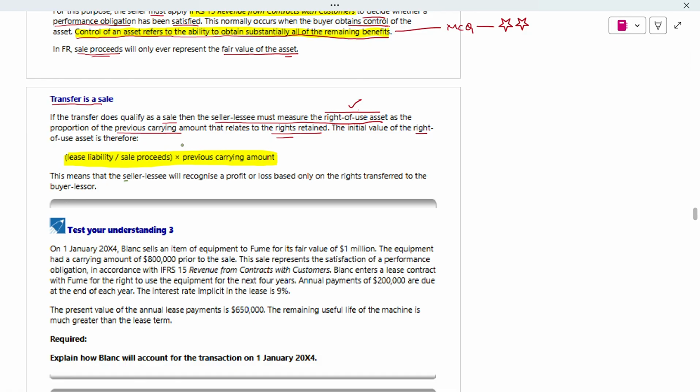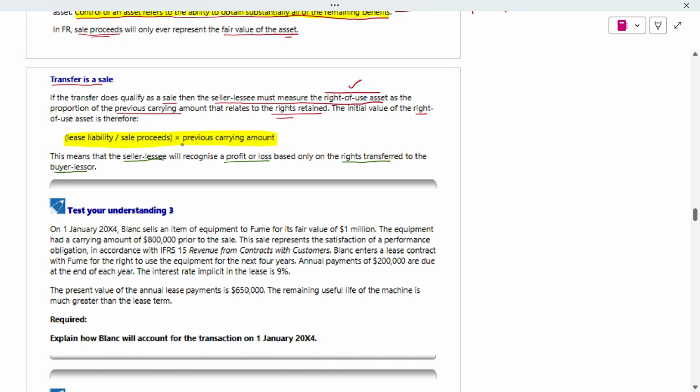This means that the seller or the lessee will recognize profit or loss based on the rights transferred to the buyer. This is a little bit challenging, right? How do you calculate it? What is the right of use of asset? It means you are using the asset. In the middle, you sell the asset, and you have to know the value of the asset. Read slowly what they say.